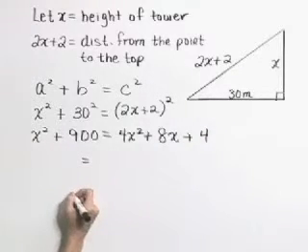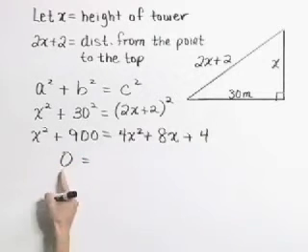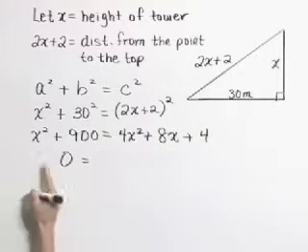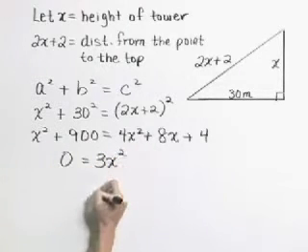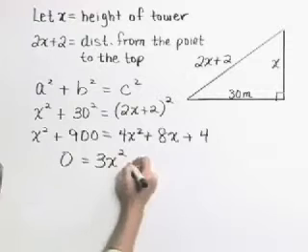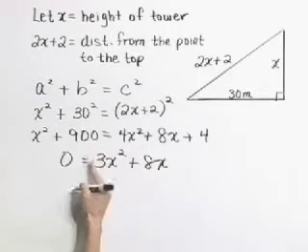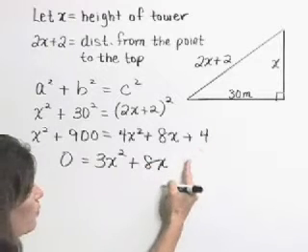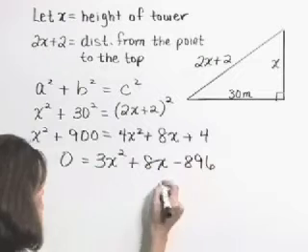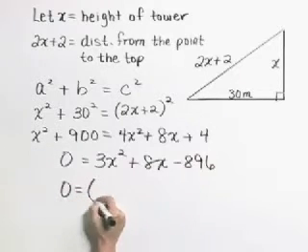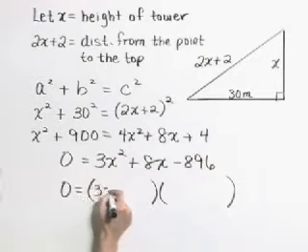Now, we've got a quadratic equation. Let's put it in standard form. I'm going to set everything on the right equal to 0 on the left. Subtracting x squared from both sides gives 3x squared, plus 8x. Subtract your 900 over. 4 minus 900 is negative 896.